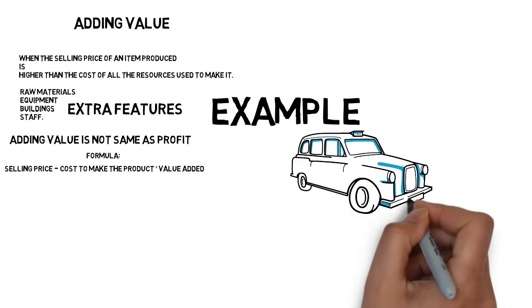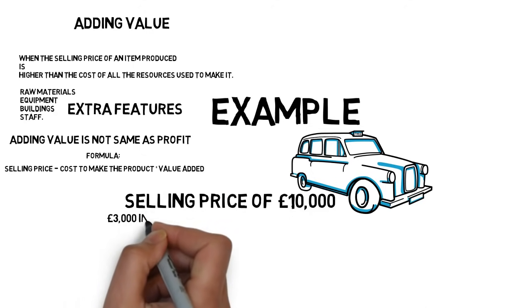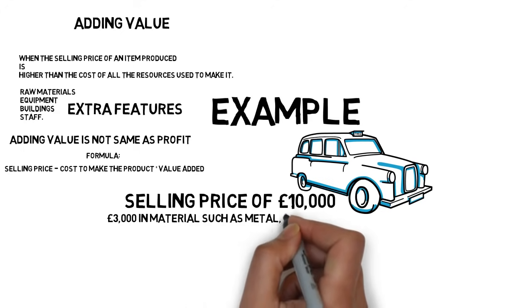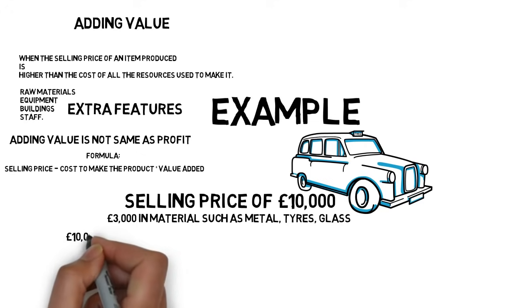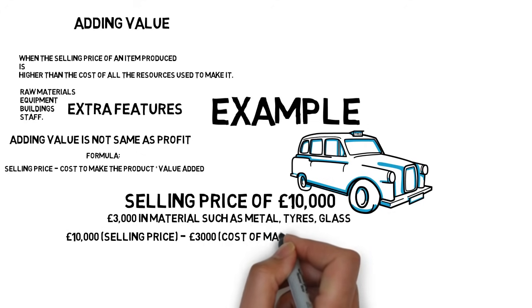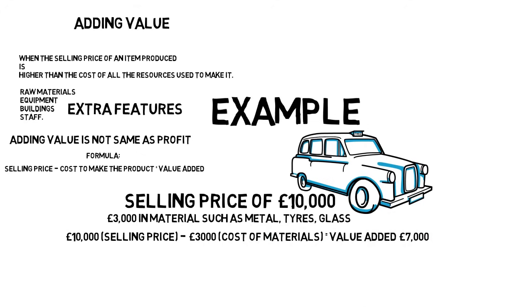Let's say that we have a car costing £10,000. The selling price is £10,000. It costs us £3,000 in materials such as metal, tires, glass, and so on. So 10,000 take away 3,000 is 7,000 value added. Now the 7,000 is not the profit.